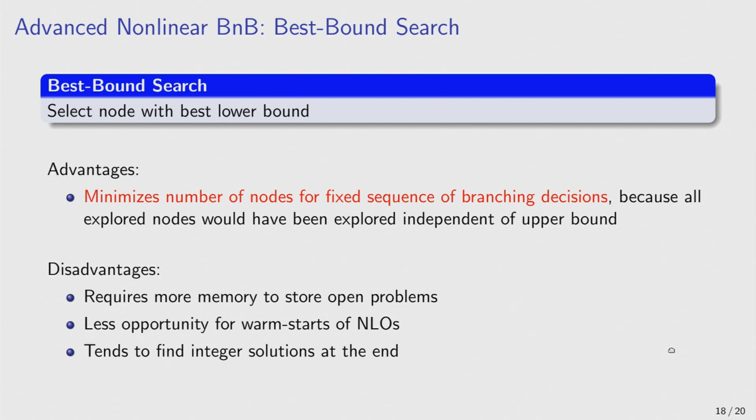with the best lower bound, or sometimes the best expected value. And this minimizes the number of nodes for fixed sequences of branching decisions. But it requires more memory, and it doesn't have the same opportunity for warm starts here. And it sometimes only finds integer solutions at the end. So if you're interested in finding integer solutions quickly, then you want a strategy that goes down the tree as quickly as possible.